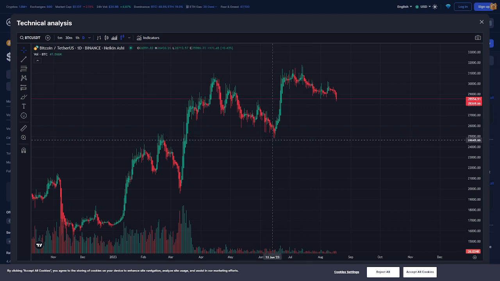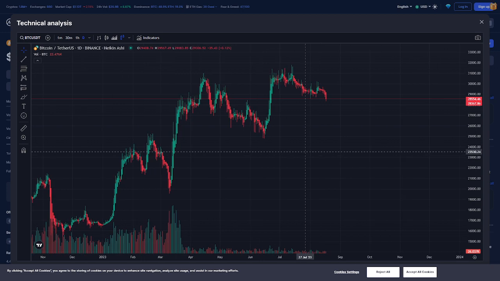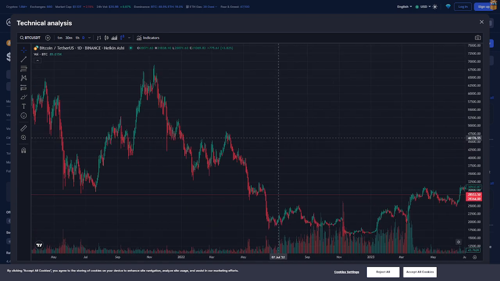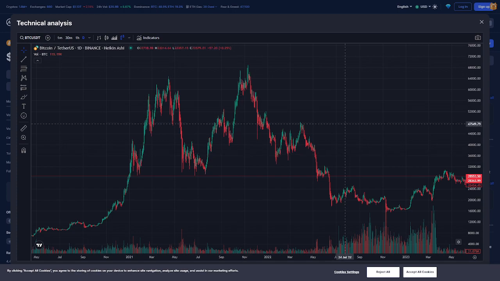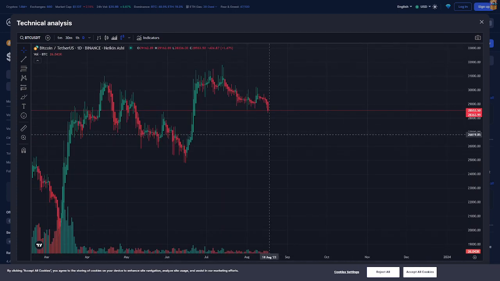So if you see a lot of red candles, that means the market is currently in a bearish market or a bearish trend. But if you see a bunch of green candles, that most likely means it's a bullish trend. So yeah, if you want, you can also experiment with some of these other designs of your market, and you can get further understanding if you look into those.